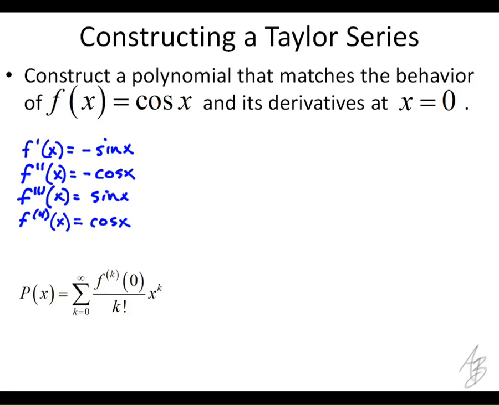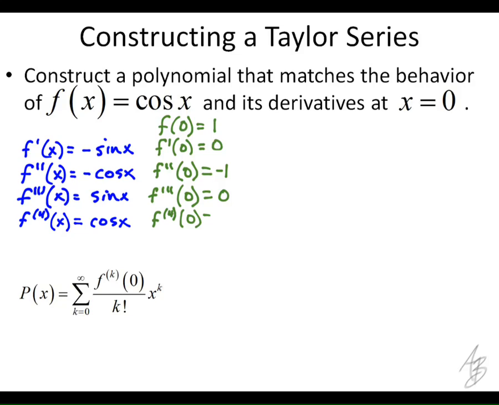So what is f of 0? It's the cosine of 0, which is going to be 1. What is f prime of 0? Yep, that's going to be the sine of 0, actually negative sine of 0, but negative 0 is 0. How about the second derivative evaluated at 0? Negative 1. Third derivative? 0. Anytime we have a sine, we're going to get a 0 in there, right? Fourth derivative? 1.